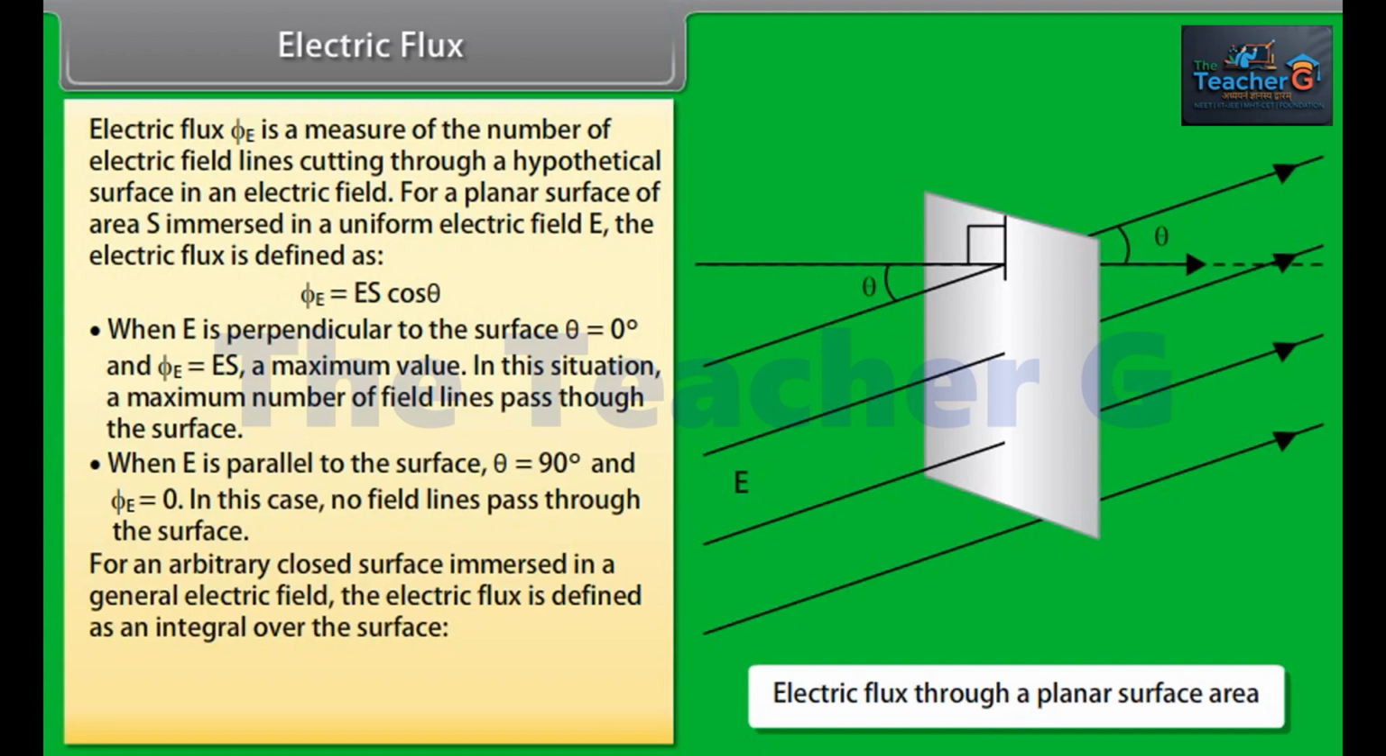For an arbitrary closed surface immersed in a general electric field, the electric flux is defined as an integral over the surface of E cos theta. The SI unit of electric flux is Newton meter square per coulomb.